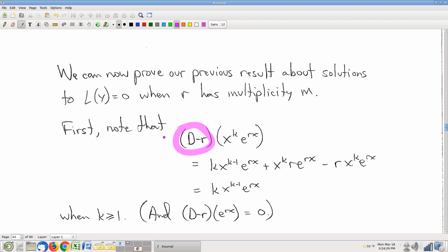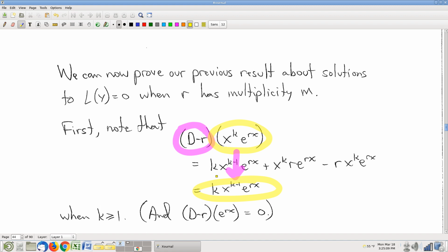D minus r does something very convenient and simple to functions of that sort. x to the k, e to the rx. Let me just show you the punchline before we get to the demonstration. But what D minus r does is it turns one of those kinds of functions into a function of kind of the same form. It's still a power of x times an exponential, pretty much, with two slight modifications. Obviously, there's this constant out front.